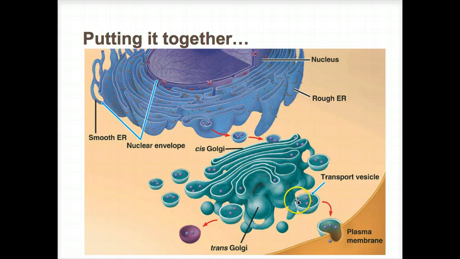And there's different things that this guy can do now. Maybe he's going to fuse with the plasma membrane and release his protein, right, for other cells. Or maybe he's going to go off on his own and do something else. We'll look at those possibilities.